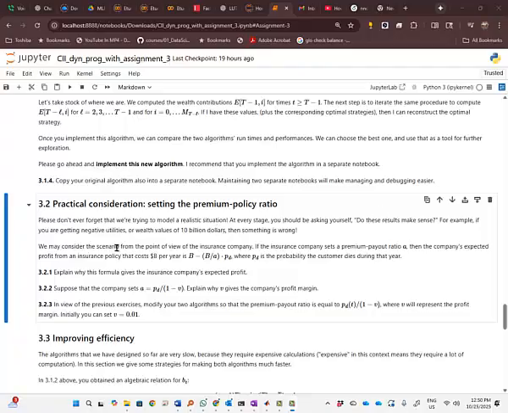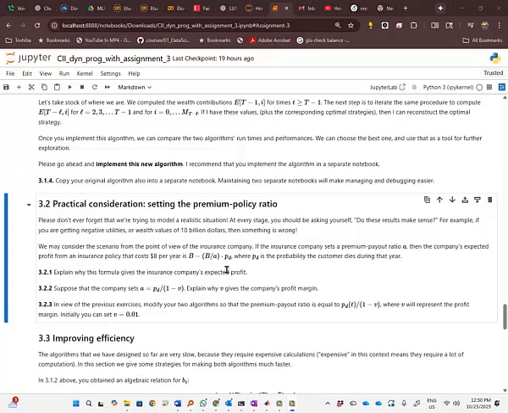So let's consider this scenario from the point of view of the insurance company. If the insurance company sets a premium payout ratio of A, then the company's expected profit from an insurance policy that costs B dollars per year is B minus B over A times PD, where PD is the probability the customer dies during that year. I ask you why this formula gives the insurance company's expected profit. Think about what this means.